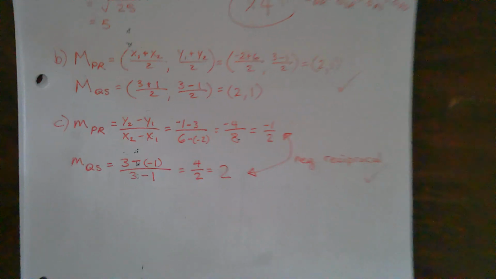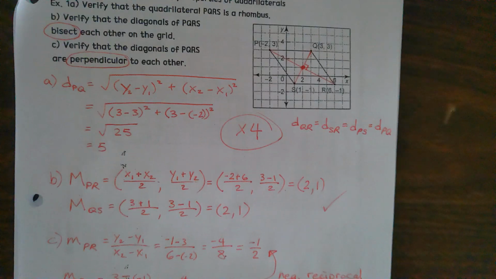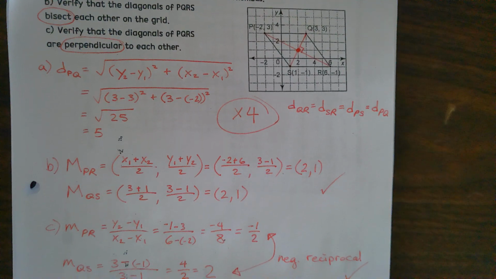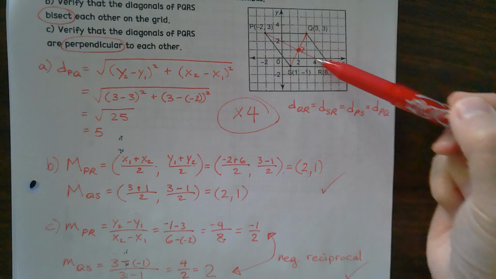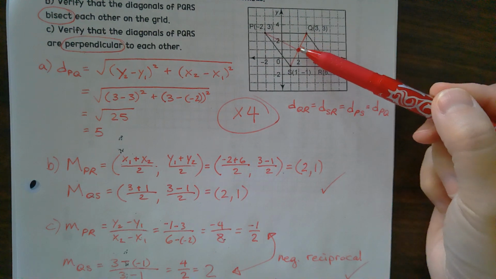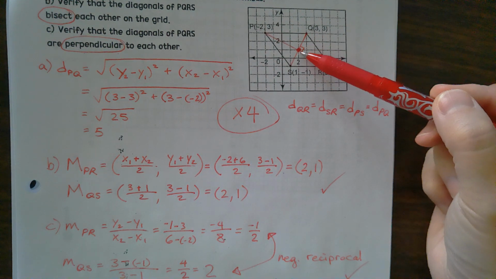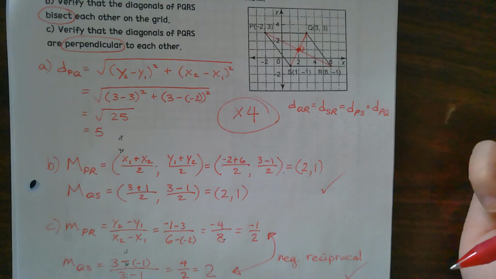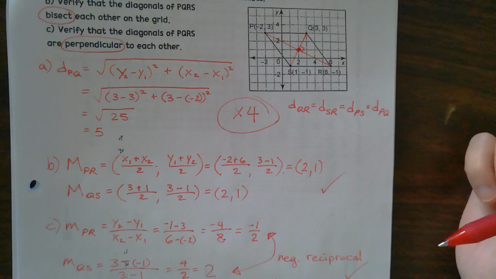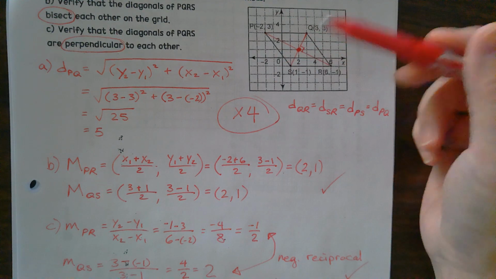So looking at the big picture now, all four sides are equal and the diagonals bisect each other at 90 degrees. And so therefore, this shape has to be a rhombus. Okay. All that to prove that this is in fact a rhombus.